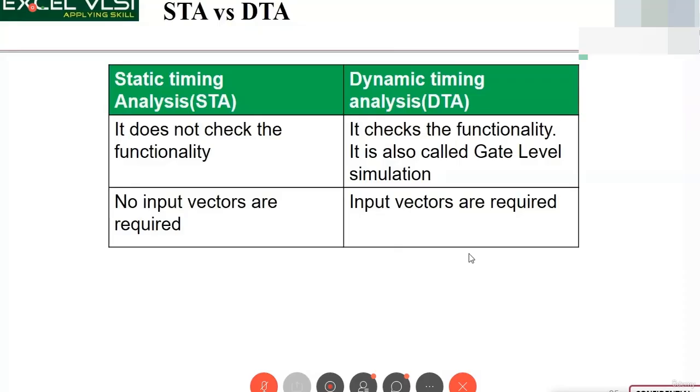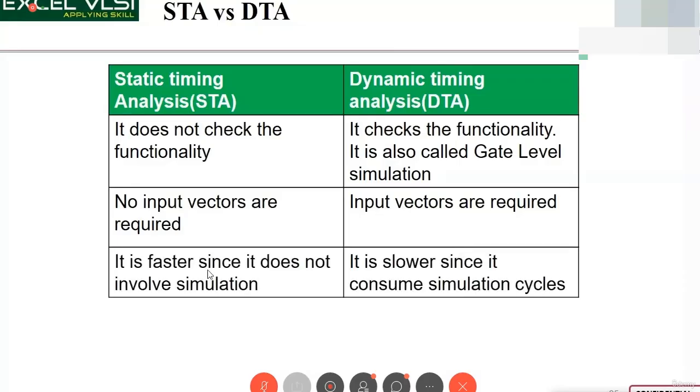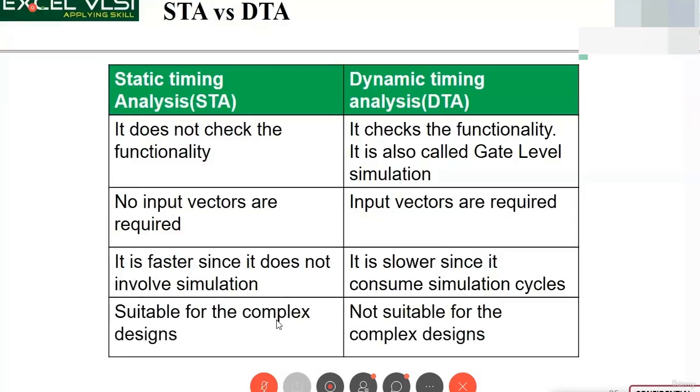So applying test vectors means you are giving the stimulus simulation. It is faster since it doesn't involve simulation. So it's just how long it takes for you to calculate, right? But at the same time, how long will it take for you to travel? You can relate it the same way. Now dynamic is slower since it consumes simulation cycles. This one doesn't involve simulation, so you're not simulating, you're not checking over a period of time.